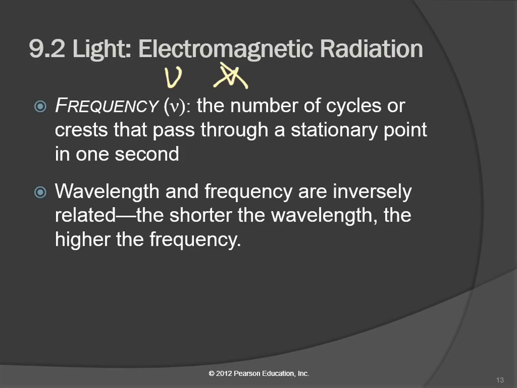The frequency is the number of waves that pass a given point in a certain amount of time. The number of cycles or crests that pass through a stationary point in 1 second. And so the unit here can be per second, which is the same as hertz. And hertz may be a unit that you've heard of. It's cycles per second. So, a 60 kilohertz something is going to have 60,000 cycles in 1 second. The wavelength and frequency are inversely related. The shorter the wavelength, the higher the frequency.